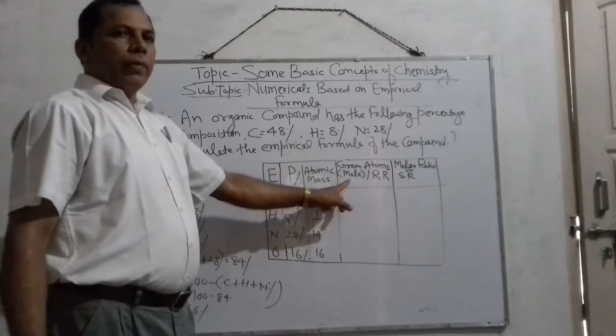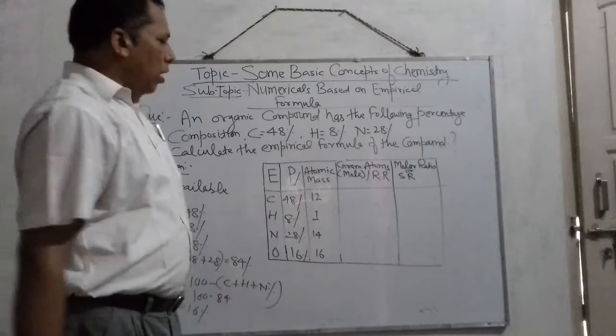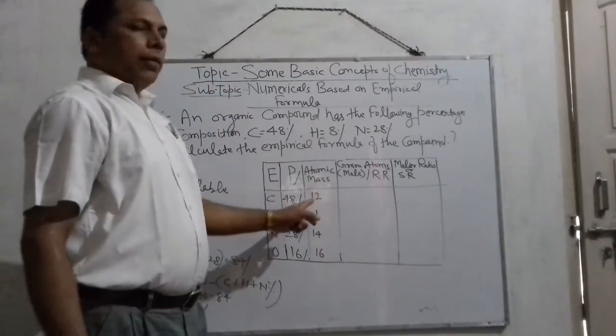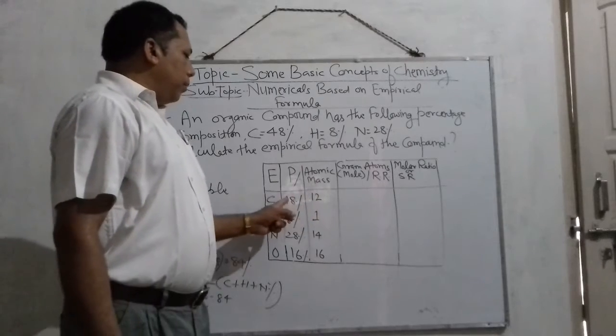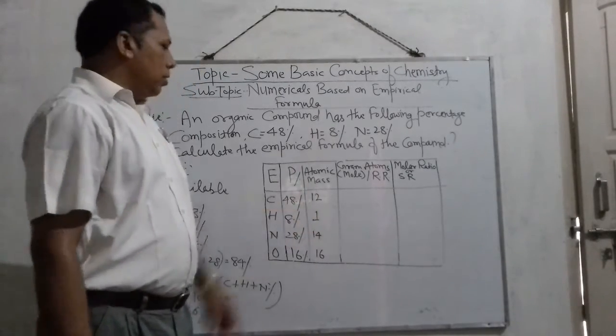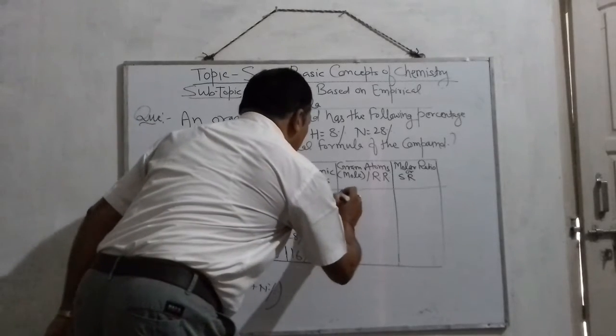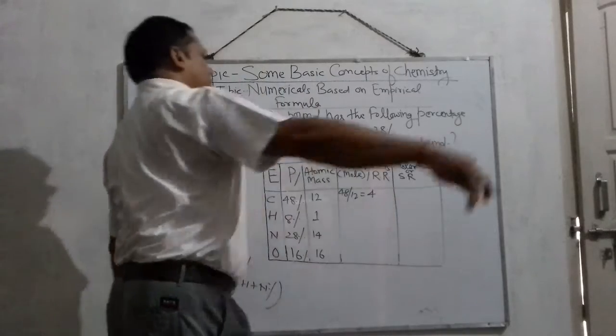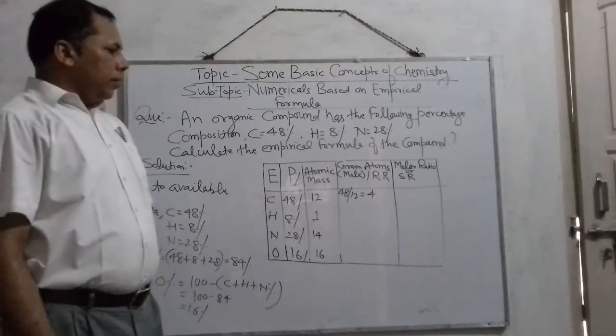That is, we have to evaluate a relative ratio. The relative ratio, or gram atoms or moles of the element, will be determined by dividing the percentage of the element by their atomic mass. So divide 48 by 12. The value is coming 4. Am I right?